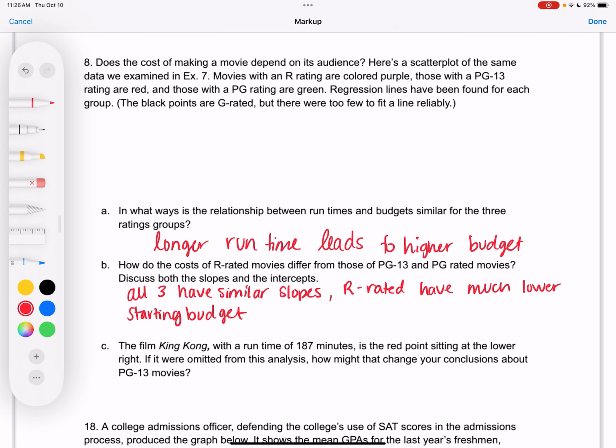And then, even so, the budget overall for R-rated movies stays less than, right? Because the other lines aren't really intersecting it. So it has a much lower starting budget and lower budget overall.